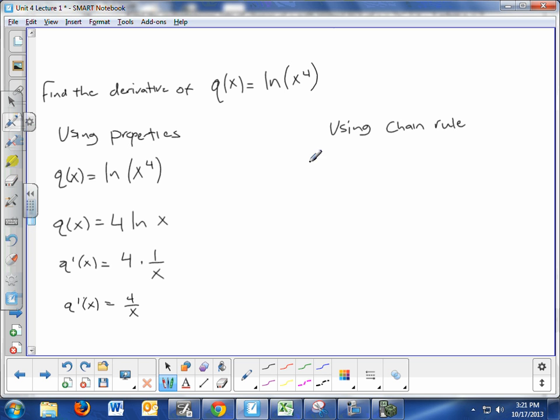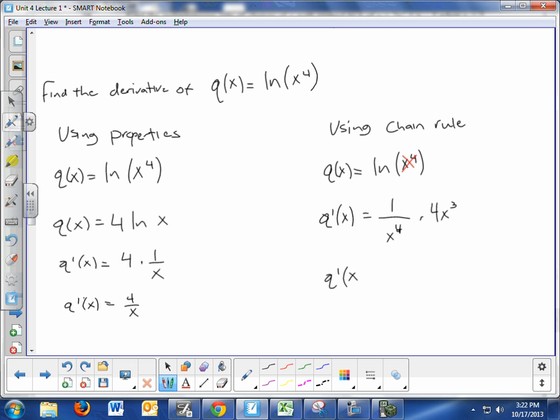We could use the chain rule. Sometimes we aren't easily able to simplify, and we'll have to use the chain rule. So the chain rule says if we take the derivative, we pretend this x to the 4th is like a big X. That's my outside function. The derivative of my outside is 1 over x, but the big X is x to the 4th, times the derivative of my inside, 4x cubed.